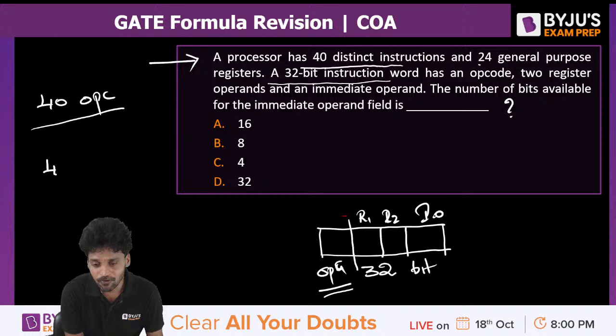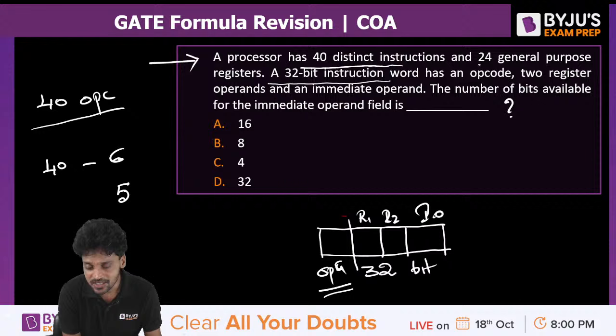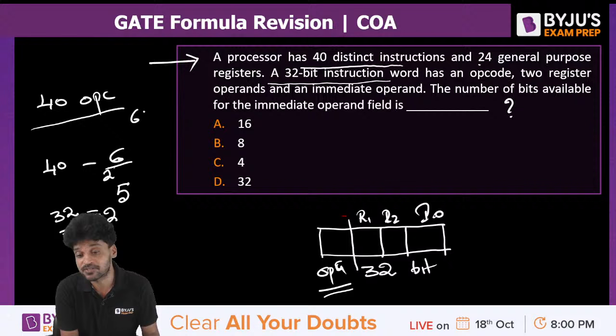In order to represent 40 opcodes, I require 6 digits. Because if I have only 5 digits, I can represent a maximum of 32 instructions, 32 opcodes. If I have a total of 6 opcode digits, I will be able to represent a maximum of 64 opcodes. So, in order to represent 40 opcodes, I require 6 digits here.